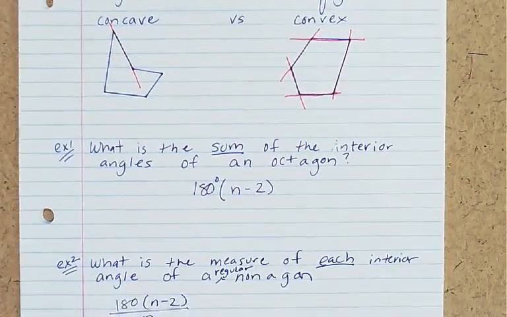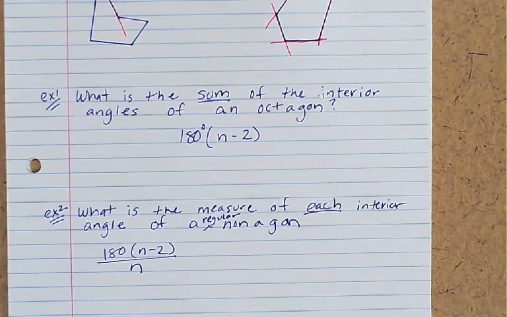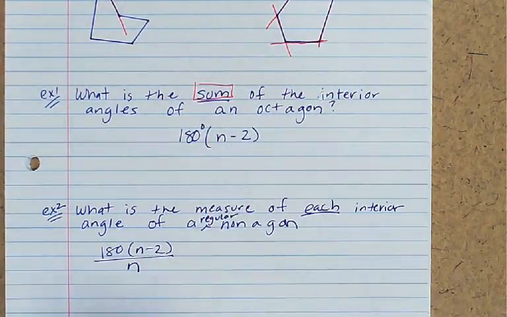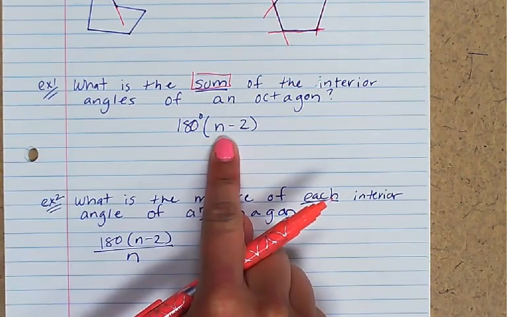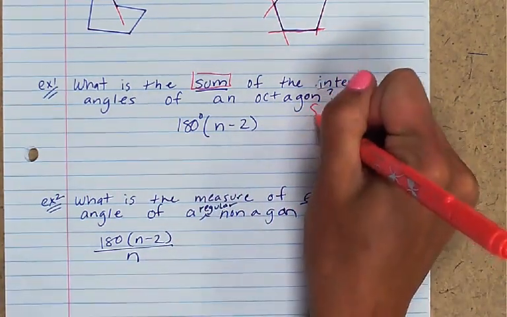So for example 1 here, it says, what is the sum of the interior angles of an octagon? So when you're trying to find, the keyword here is sum. So you're not finding an individual angle, you're just figuring out what they all add up to. This is the formula that you use where n is the number of sides. So for an octagon, remember that's a shape that has 8 sides.